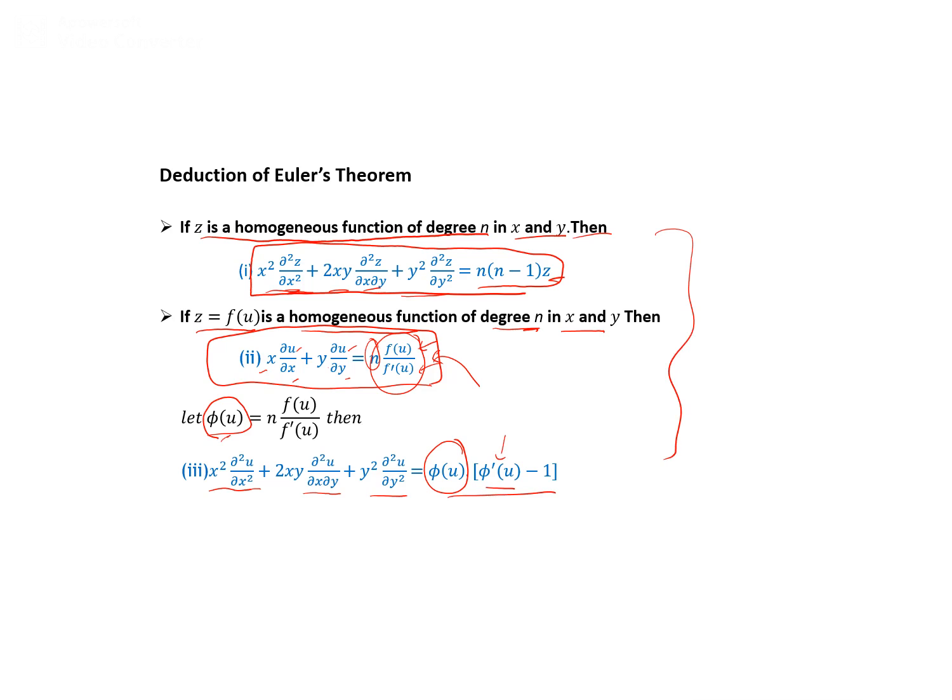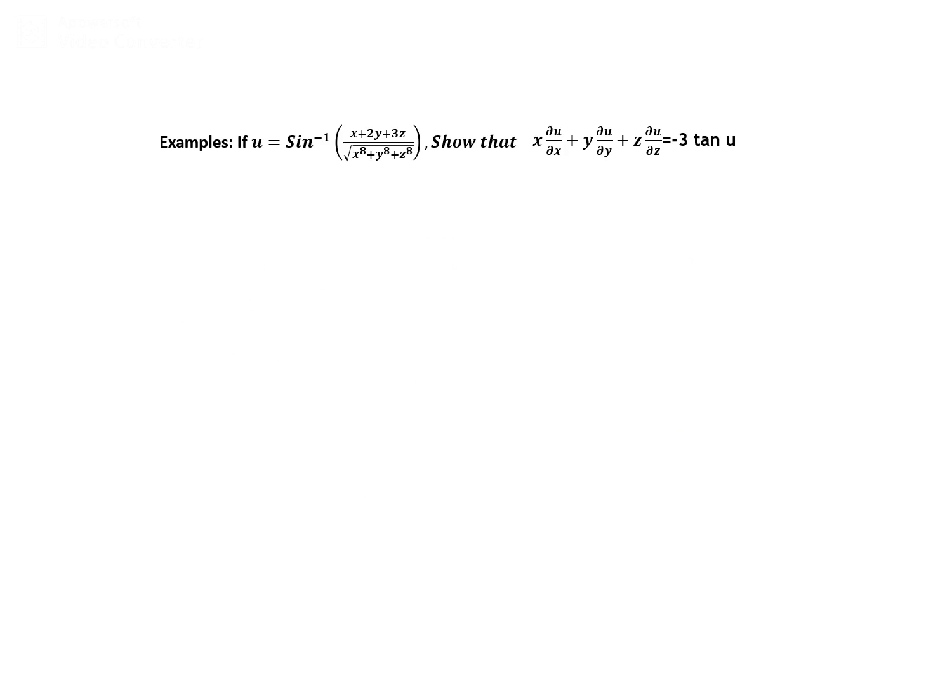So these three basic deductions we will use in solving the problems. Now take an example. Suppose u is a function, sine inverse of x plus 2y plus 3z upon root x power 8 plus y power 8 plus z power 8, and we have to show that the equation x del u upon del x plus y del u upon del y plus z del u upon del z is equal to 3 times tan inverse u. By using Euler theorem, we can easily show that identity.